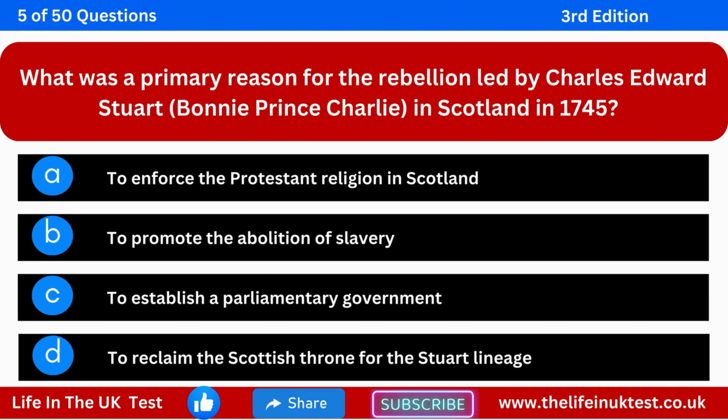What was a primary reason for the rebellion led by Charles Edward Stuart, Bonnie Prince Charlie, in Scotland in 1745? Option A, to enforce the Protestant religion in Scotland. Option B, to promote the abolition of slavery. Option C, to establish a parliamentary government. Option D, to reclaim the Scottish throne for the Stuart lineage.